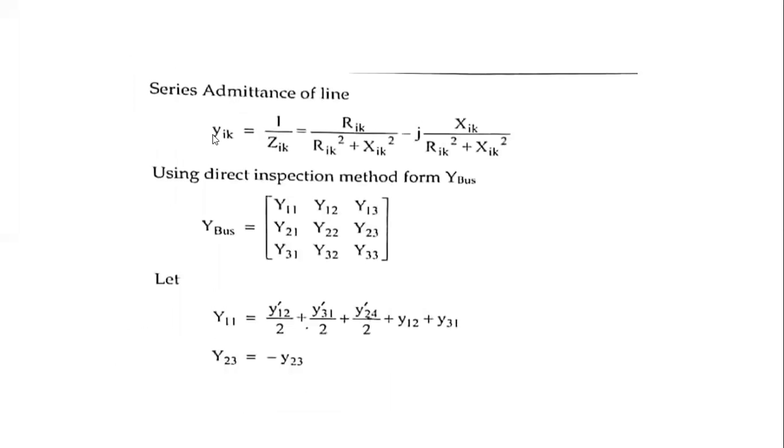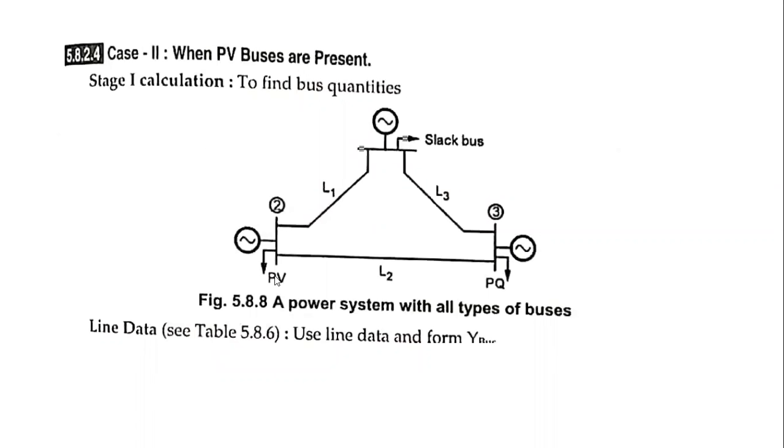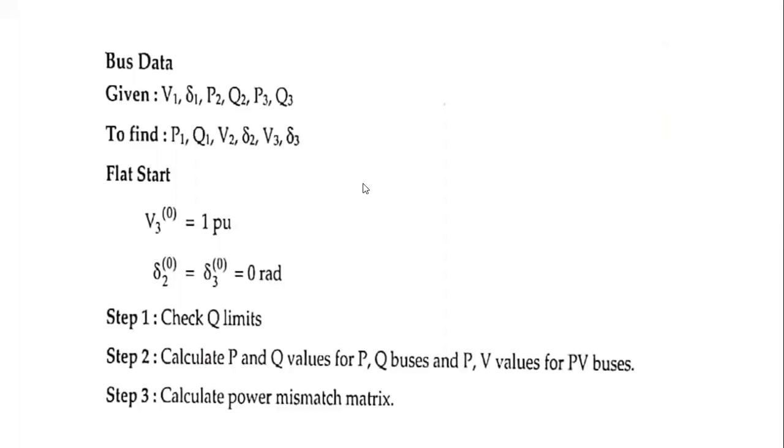Okay, next coming to the diagram. Second bus is the PV bus. In that PV bus, which terms are known? P and V. P2, V2 are the known terms, and Q2 and delta 2 are the unknown terms. Next, coming to the third bus, the PQ bus. The known terms are P3 and Q3, and the unknown terms are V3 and delta 3.